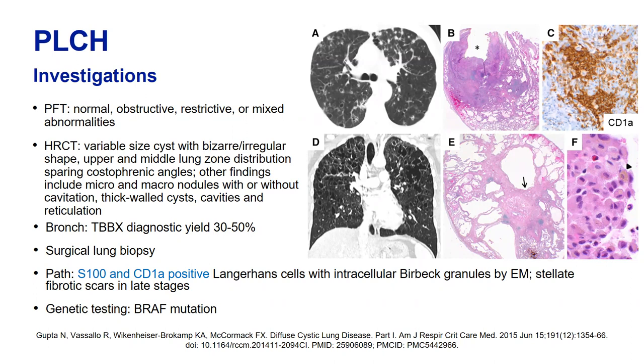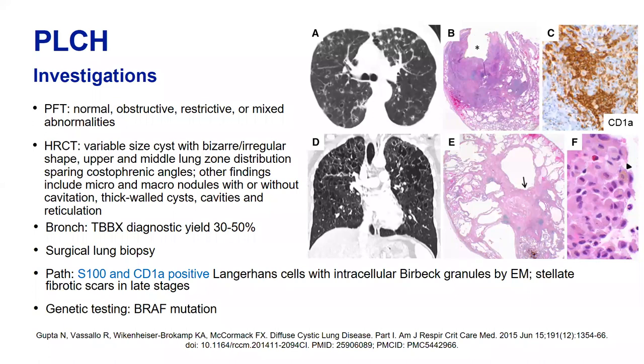So when you get histology on these patients, you're going to see that they have these initial cystic spaces, with what we describe as the Langerhans cells around them.